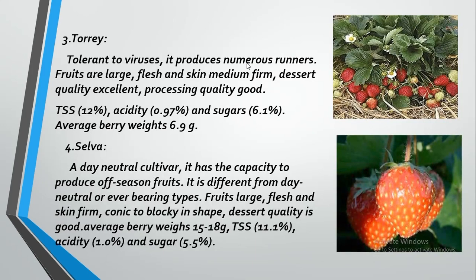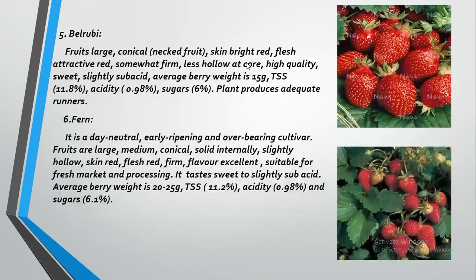Next is Selva. So, as I mentioned earlier, Selva is a day neutral cultivar of strawberry, and its fruits are large, flesh and skin is firm, and the shape of the fruit ranges from conic to blocky in shape. And berry weight ranges around 15 to 18 gram, TSS 11.1, acidity 1.0, and sugar around 5.5.